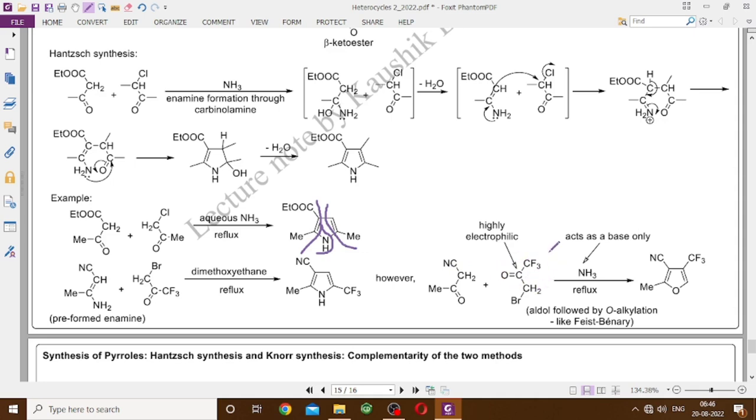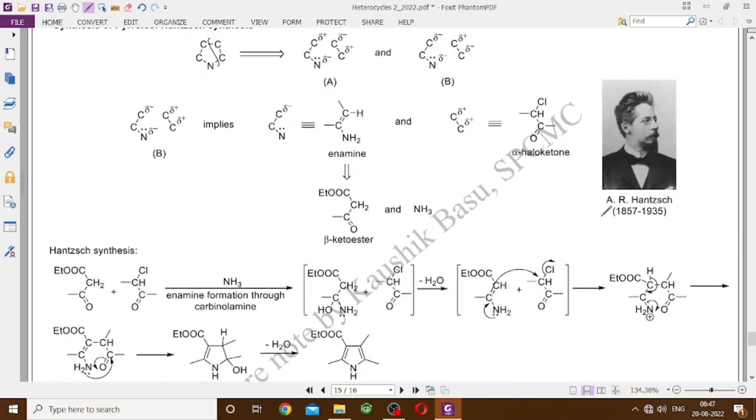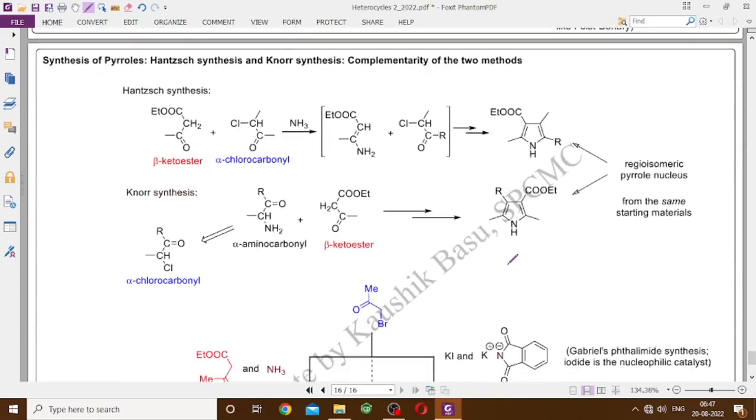That's just like Feist-Benary. So there is always a possibility that ammonia can choose to not react as a nucleophile but as a base, and if that happens, then you are not going to end up with the 5-membered heteroaromatic ring with nitrogen. You are going to end up with a furan nucleus. And that's always a risk that you run with the Hantzsch synthesis.